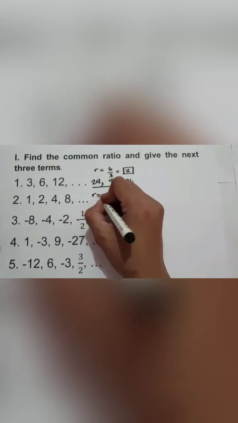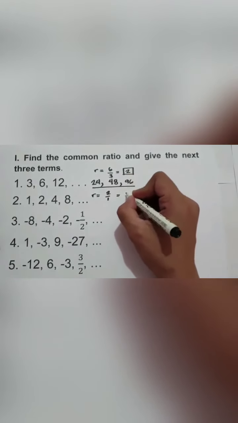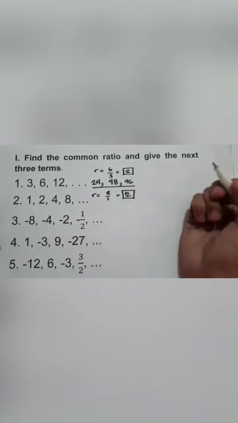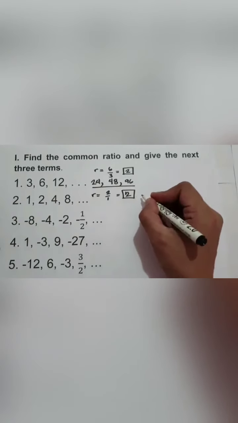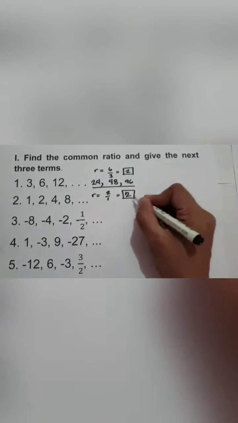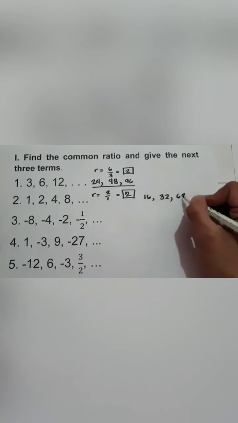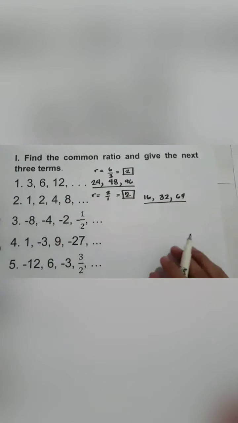What about number 2? 1, 2, 4, 8. Let's find the common ratio. We divide the second term by the first term, 2 divided by 1. So the common ratio is 2. Then the next three terms are 8 times 2, that is 16. 16 times 2 is 32. 32 times 2 is 64. So these are the next three terms in the sequence 1, 2, 4, 8.